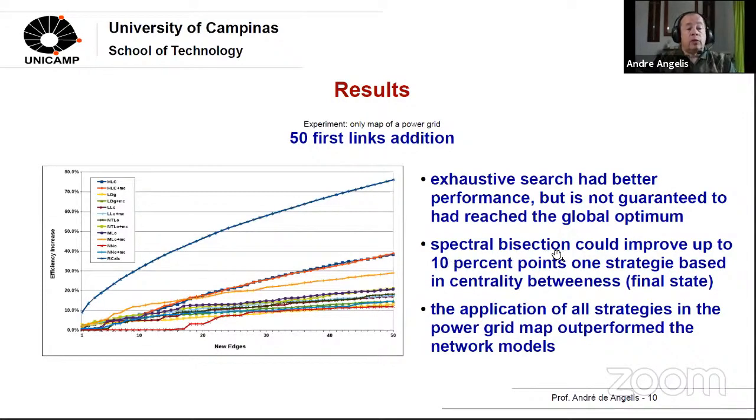Again, the spectral bisection improved our results, and for one model, for one strategy, we obtained 10 percentage points with the application of mincut. And the application of our strategies in the power grid map outperformed the network models. The real map had a better result than the abstract models.